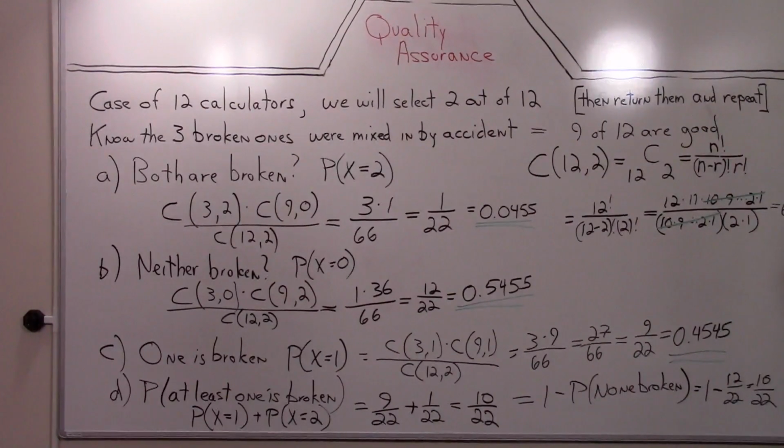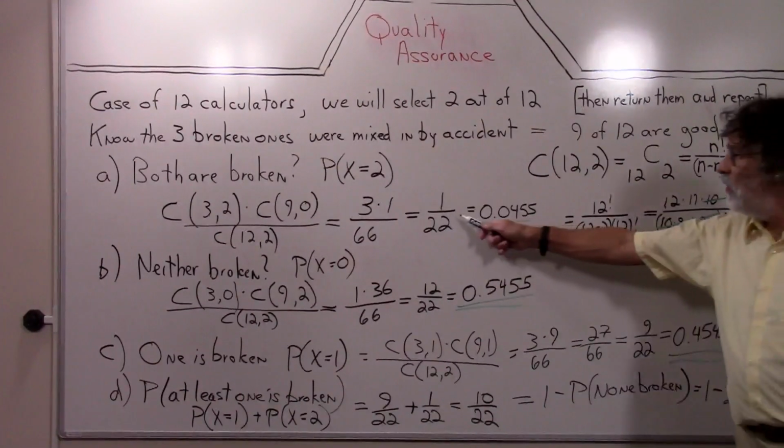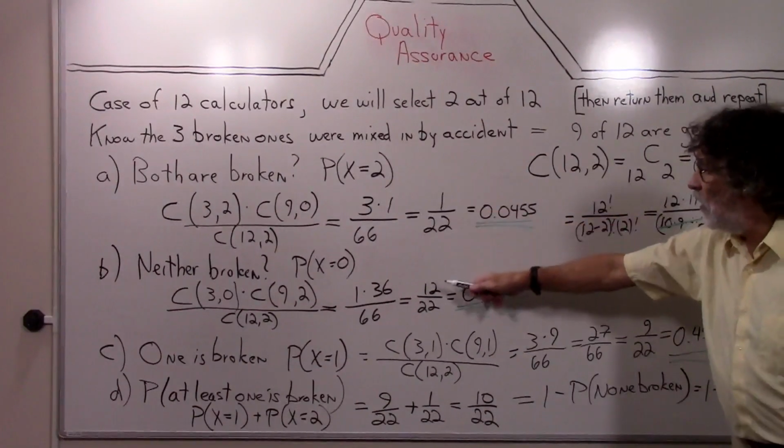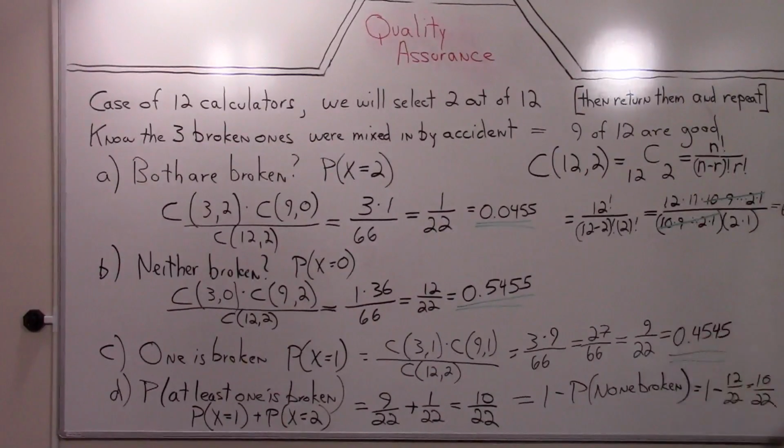Now, the other interesting thing that we can do with this is we want to double check those numbers. Is it a valid probability model? Is each probability, that is both are broken, neither is broken, or 1 is broken, between 0 and 1 inclusive? 1 over 22, yes. 12 over 22, yes. 9 over 22, yes. Second question about being a valid model, do they add up to 1? In 22nds, there's 1 plus 12 is 13, plus 9 is 22, so yes, they do. It's an excellent probability model, and there they all are.